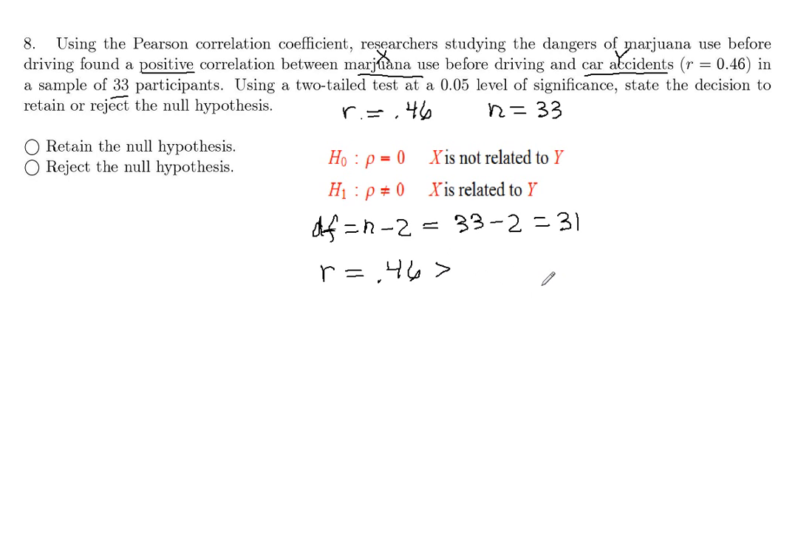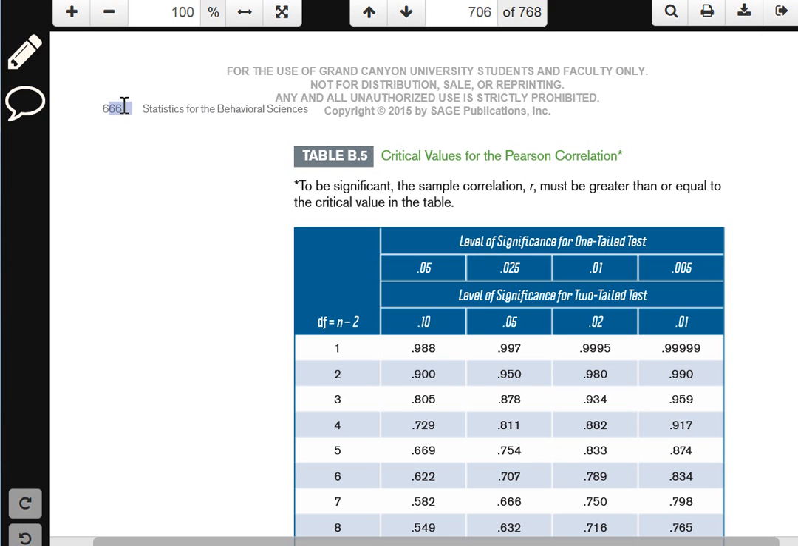So we go to the book here. We are testing at the 0.05 level, so alpha is 0.05, and it's a two-tailed test. Here, page 666, table B.5, critical values for Pearson correlation. This is the level of significance for a two-tailed test, and it's one-tailed up here. So two-tailed is this bottom row, and we're at 0.05 in two tails. So we're going to use that second column, and then our degrees of freedom are over here.